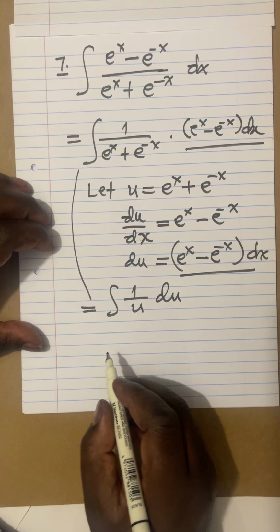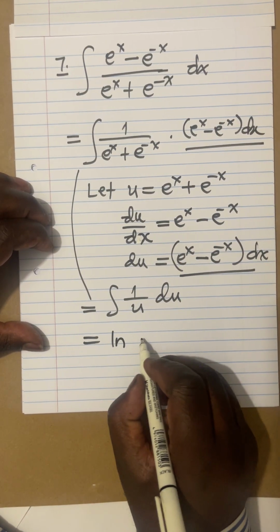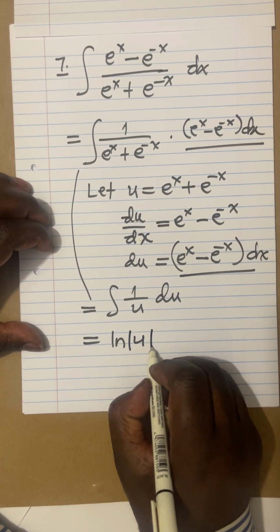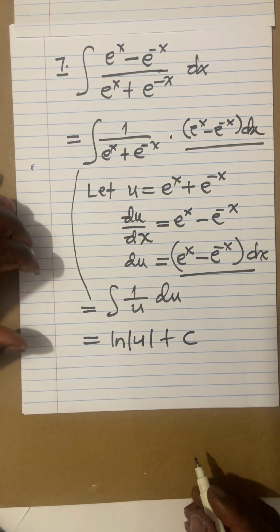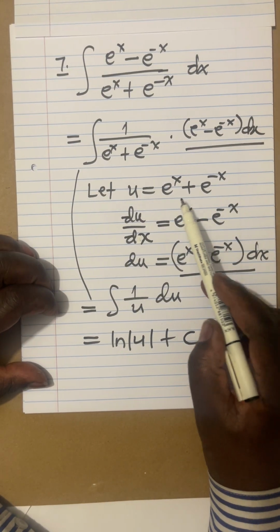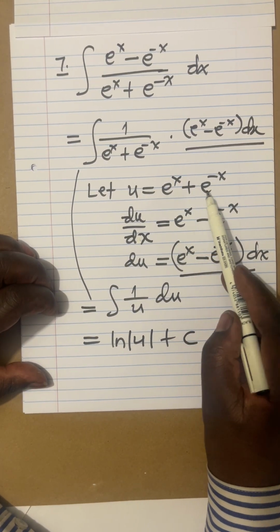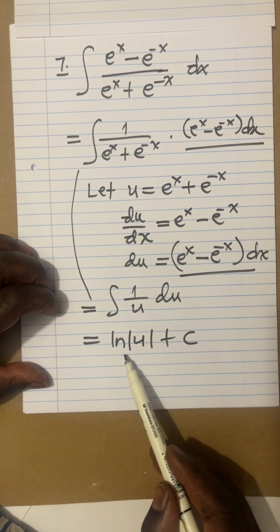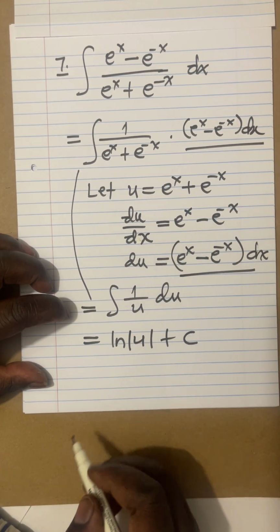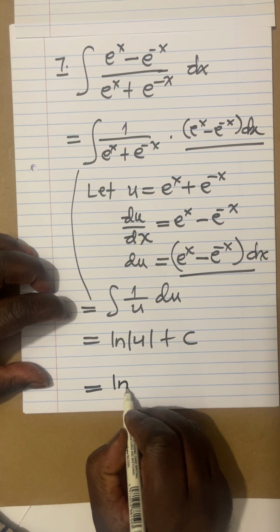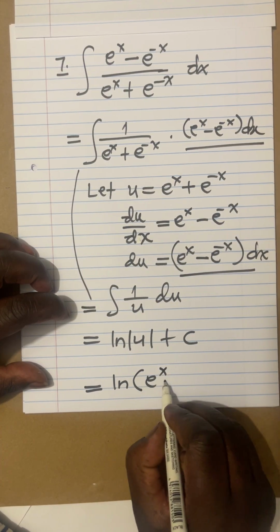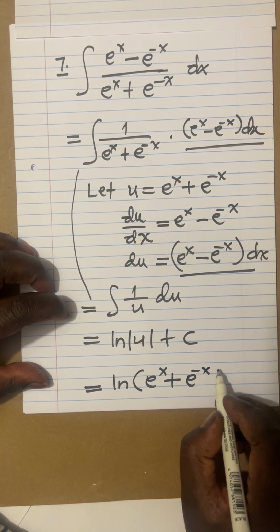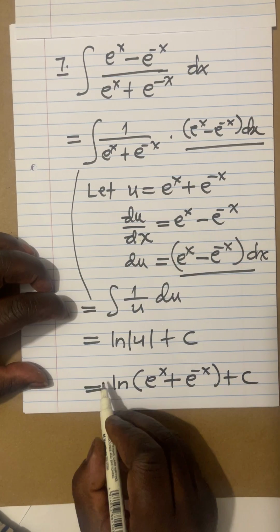What is the integral of 1 over u? Well, natural log of u plus c. Now, notice something. What is u? It is e to the x plus e to the minus x. This can never be negative, so it's not necessary for us to put absolute value signs there. So this is just going to be natural log of e to the x plus e to the minus x, and then we're going to say plus c. That's our final solution.